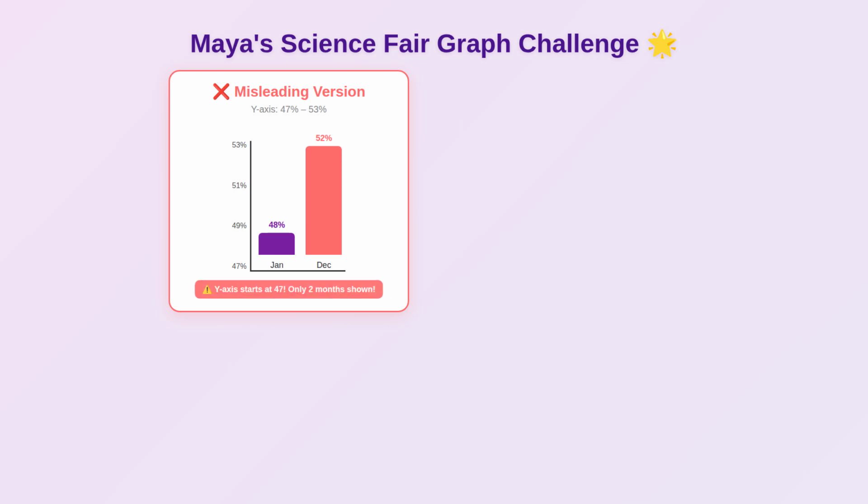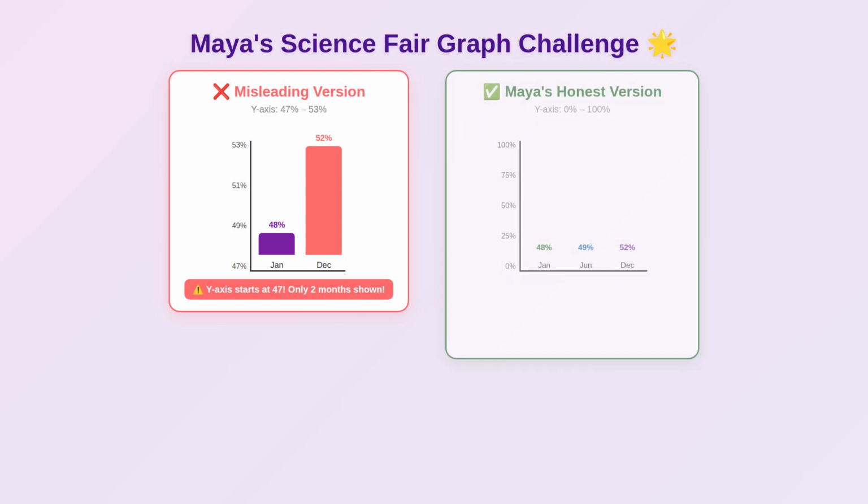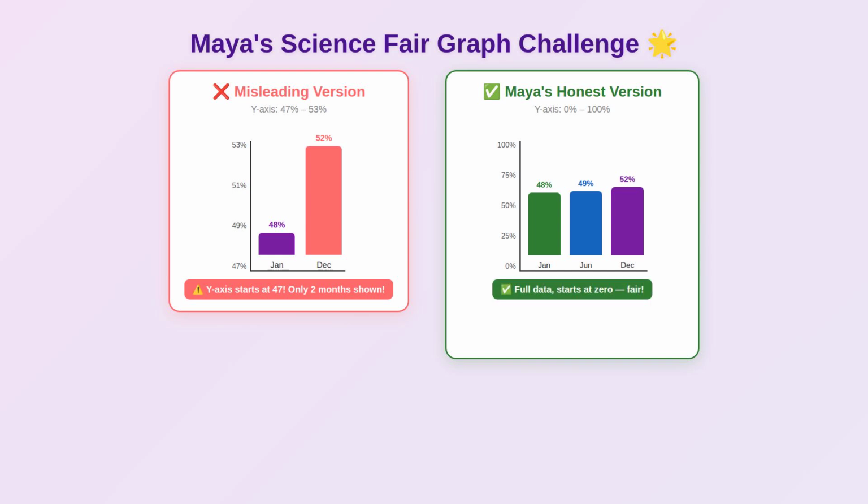Let's put it all together with Maya's science fair project. She has 3 data points: January at 48%, June at 49%, and December at 52%. A misleading graph shows only December versus January, with a y-axis starting at 47%. The bar for December looks nearly 3 times taller than January's bar.